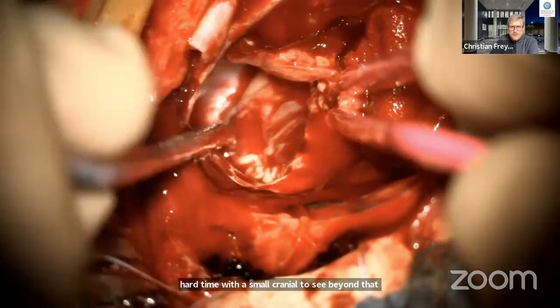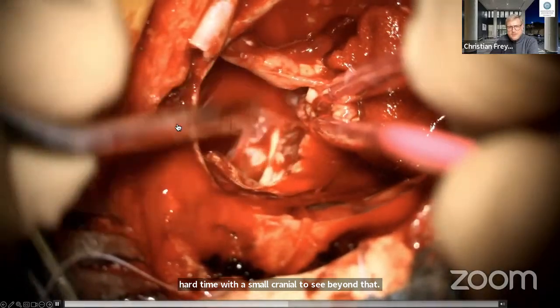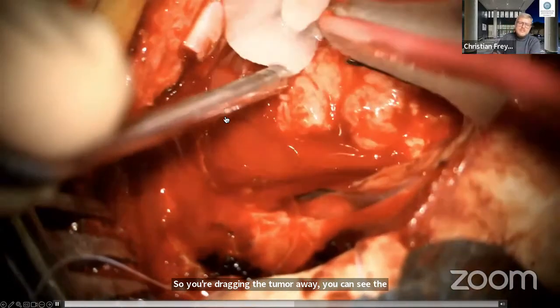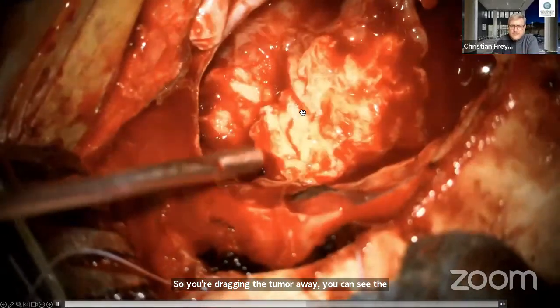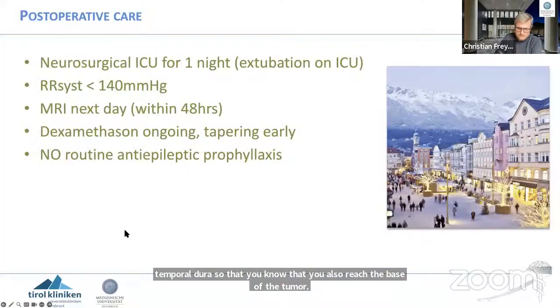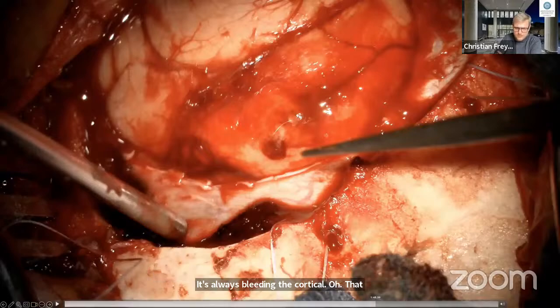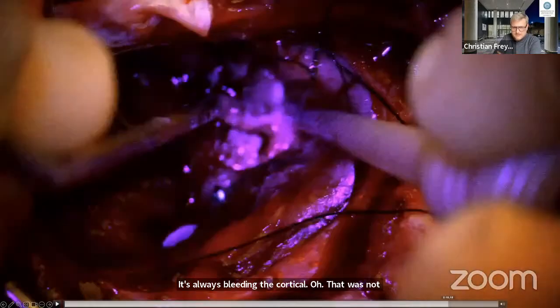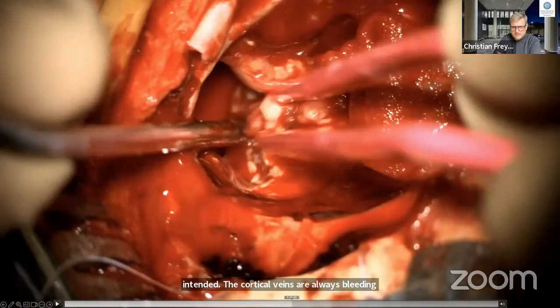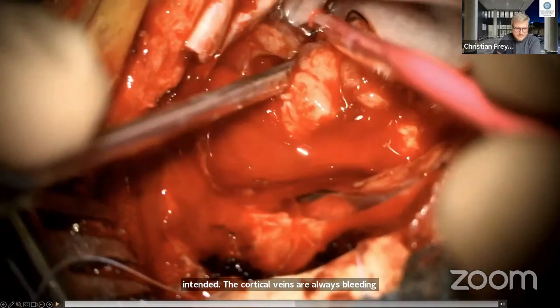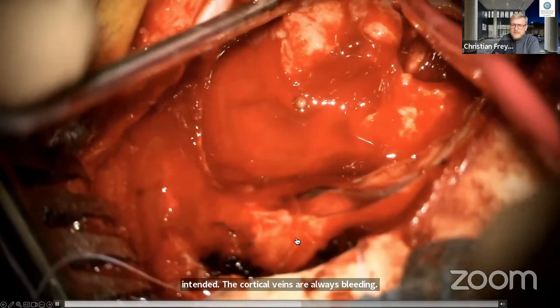So you're dragging the tumor away. Now you can see the temporal dura, so that you know that you also reach the base of the tumor. That's always bleeding. The cortical, oh, that was not intended. The cortical veins are always bleeding. Start it again here.